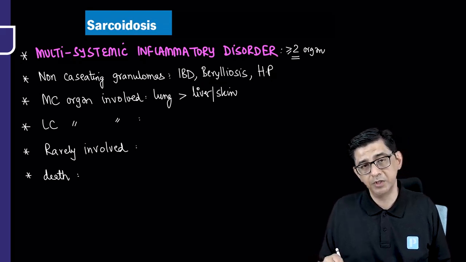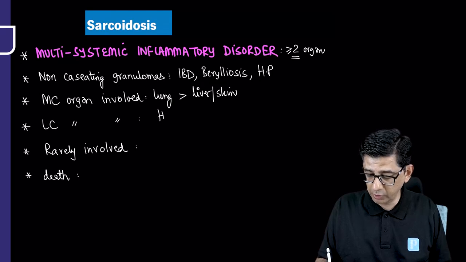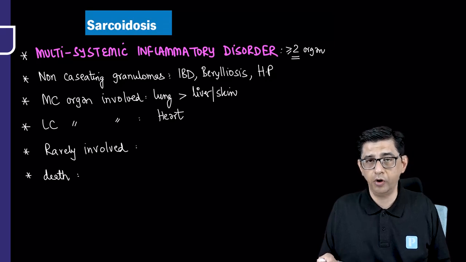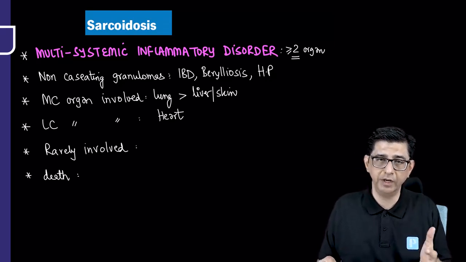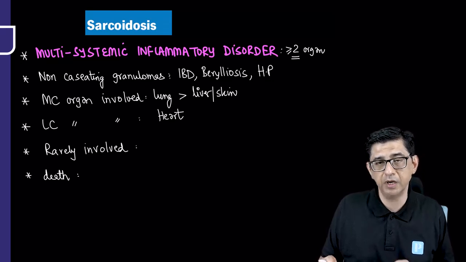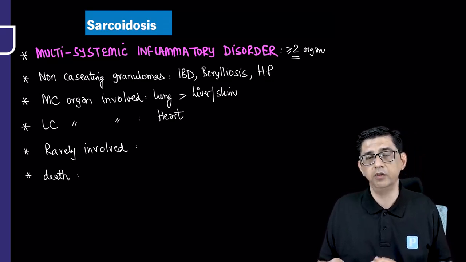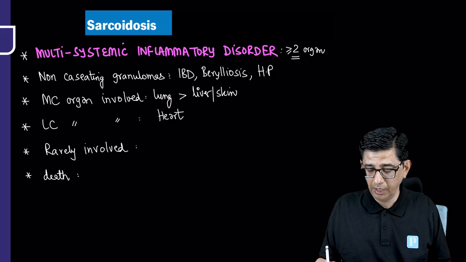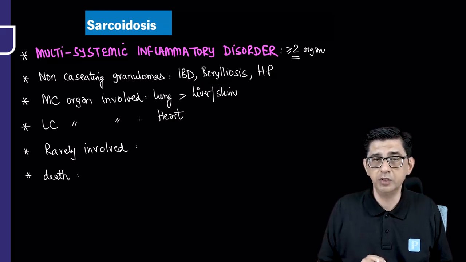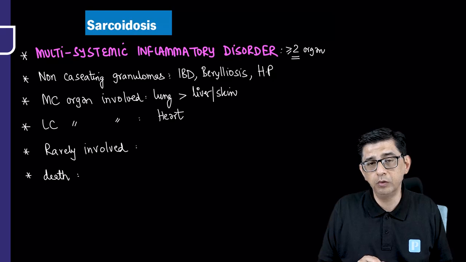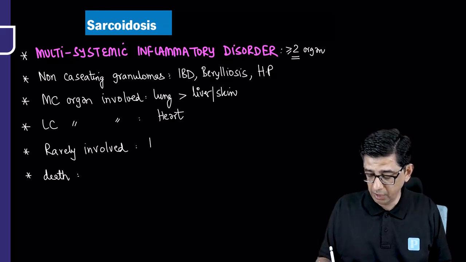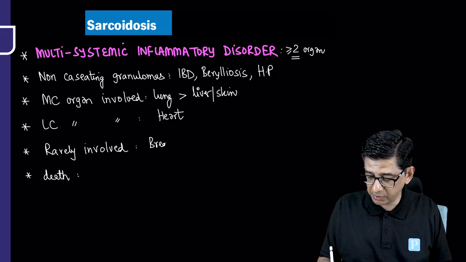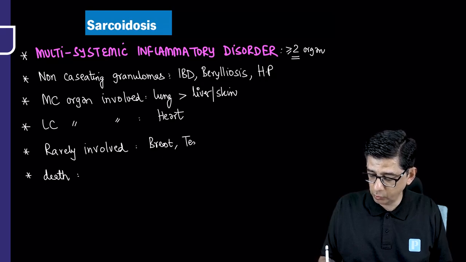Then the opposite, the question can be asked as which is the least common organ to be involved. So there's a table given in Harrison where the percentage of organs that they've evaluated in various case series are given, and heart involvement is given in only 2% cases, but lung involvement is given in the majority of cases. Then another question that can be asked is which organs are unlikely to be involved or rarely involved in this condition. So your answers would be breast, then testis, and then the ovary.